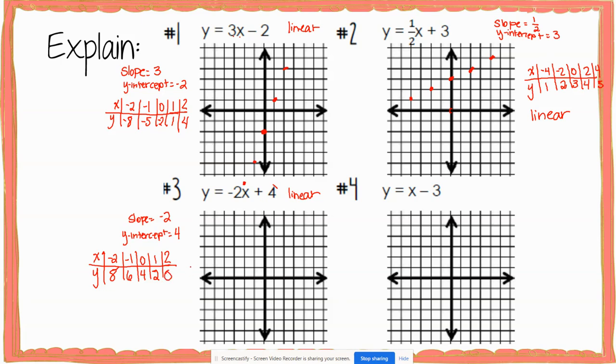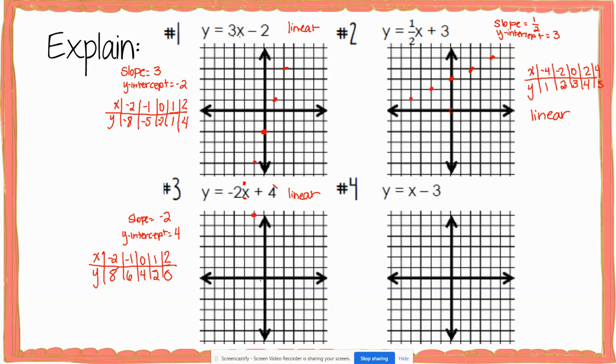Now we can plot all of this on our coordinate plane. When x is negative 2, y is positive 8. So I would go left 2 and then up 8. And of course, that would go off of my grid. When x is negative 1, y is 6. So I would move left 1 and then up 6 units.